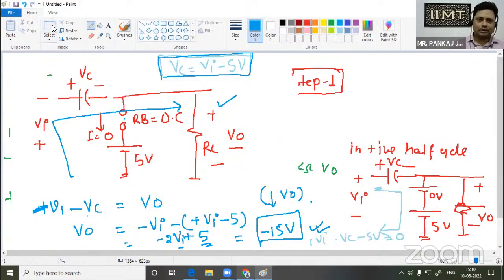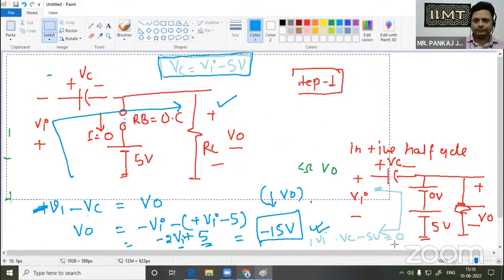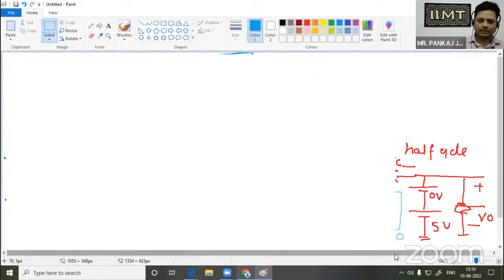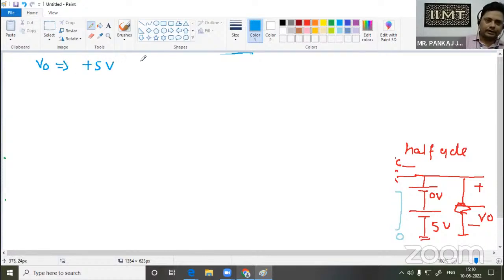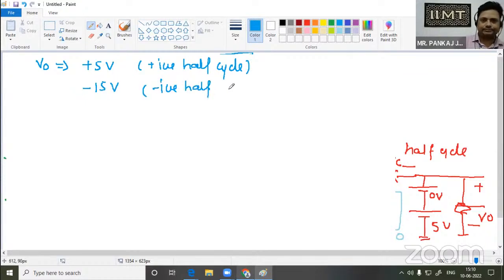So by solving these two equations, we will have V output plus 5 volt in the positive half cycle and minus 15 volt in the negative half cycle.